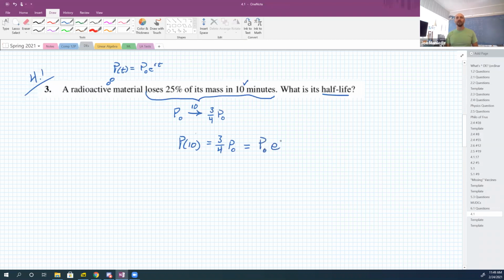So I have P0 e to the 10r. And this is going to let me solve for r, basically. So I'm going to multiply both sides by 1 over P naught. I probably should note that P naught equaling 0 would be a problem. But it can't.